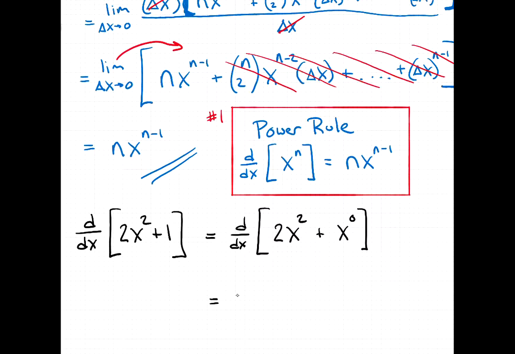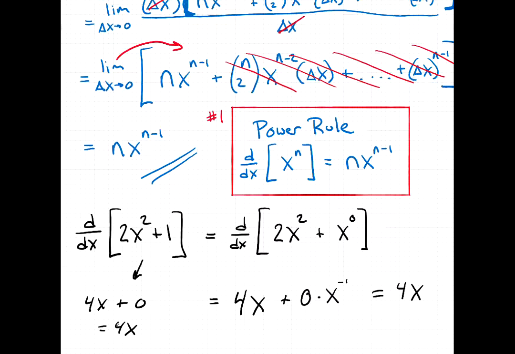2 times 2 is 4. The power pops out front and decreases by 1. So that's 2 times 2 is 4, and we have x to the 1st power. And then here, the 0 pops out front times x to the negative 1 power. But 0 times anything is 0. So we get simply 4x. Probably we don't have to do this part with the x to the 0, because you've most likely already encountered the constant rule: the derivative of a constant is equal to 0. So we could go directly to 4x plus 0, or 4x.